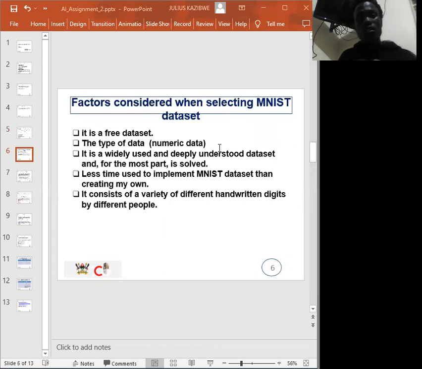Factors for choosing this dataset: basically it was free, of course. It had numerical data which I needed for my model. I needed to download the dataset, since I didn't want to waste a lot of time creating my own dataset. And this dataset has a lot of images with different handwritings of about 250 writers. And since it is easy and widely known and used, I chose to select this MNIST dataset.